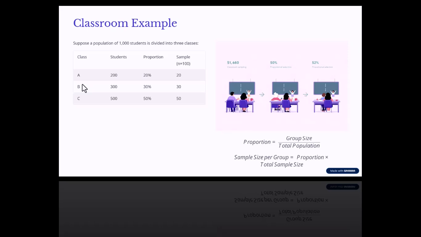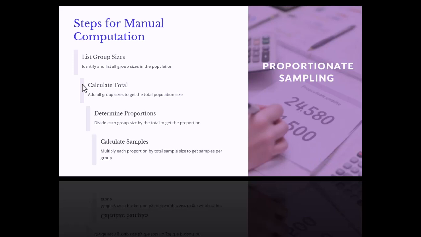So if you look at it, the sample size that we will have here will be the proportion, which is, let's put 20% here, times the total sample size, which is 100, so 20% of 100. When you multiply that, you get 20. That's how we got the 20.